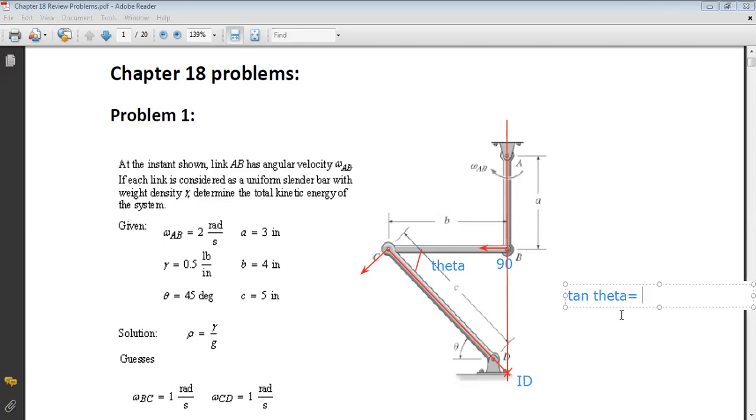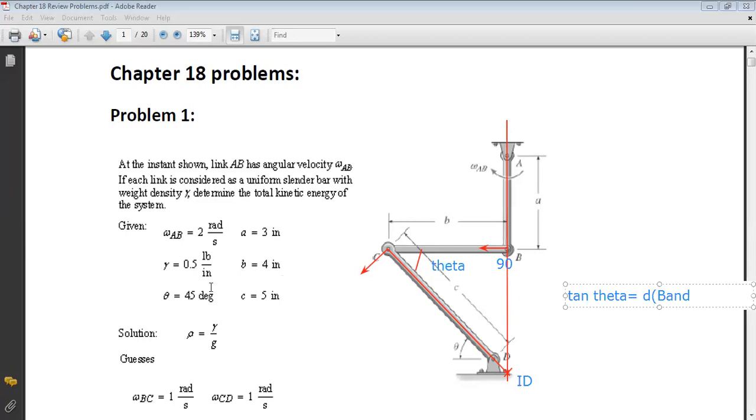So the distance D between B and the IC. Professor, isn't it equal to B? It's an isosceles right triangle, so we don't have to calculate it. It's equal to B because it's 45 degrees. Yes, if it's 45, of course.